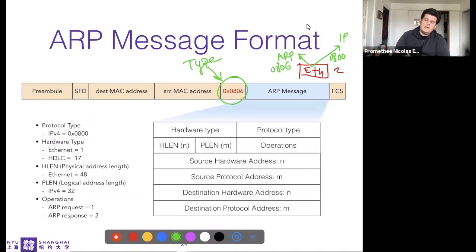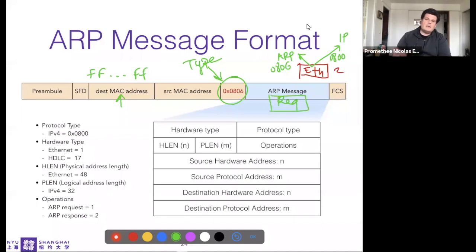So basically, if this is a request, what is the destination that I should have here, please, guys? If it's a request, what is the destination MAC address that I have? Yes, it's a broadcast. That makes sense, right? Because I don't know the MAC address of the destination. So if I don't know the MAC address of the destination, I need to broadcast, right? So this is when it's a request.